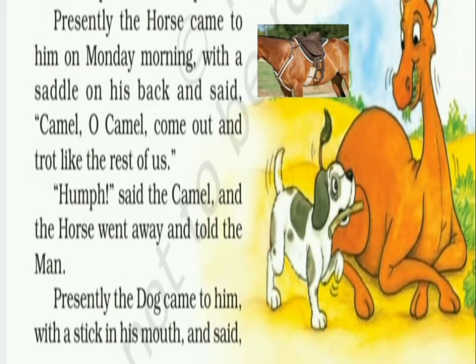So what was the response of the camel? It said hump, so it was not agreeing to come with the horse. And this horse went to the man and told the man that the camel is not willing to come, right?